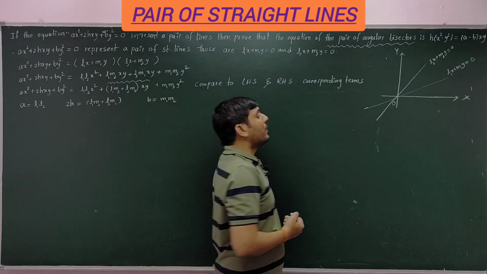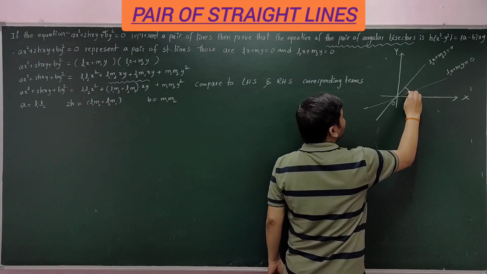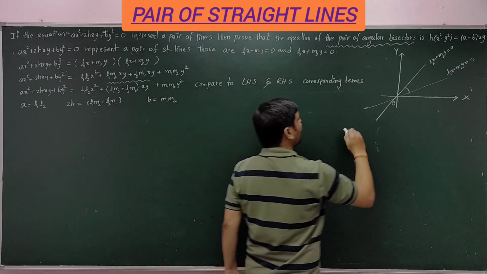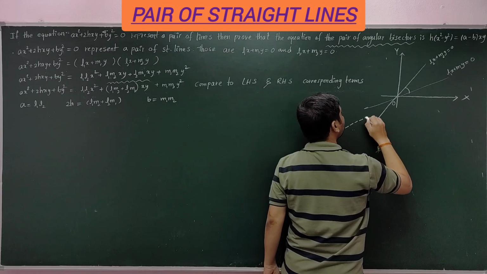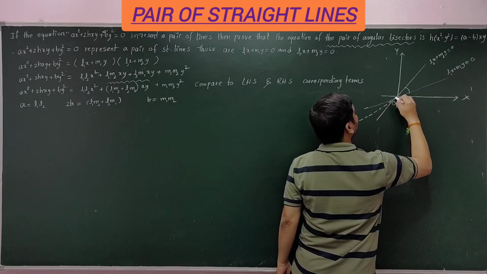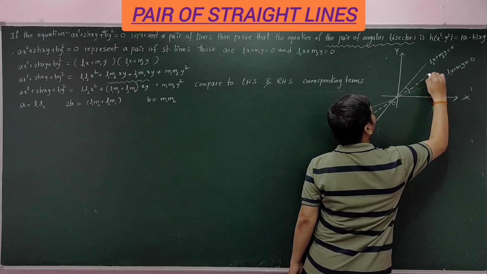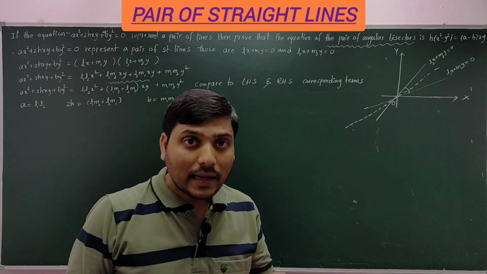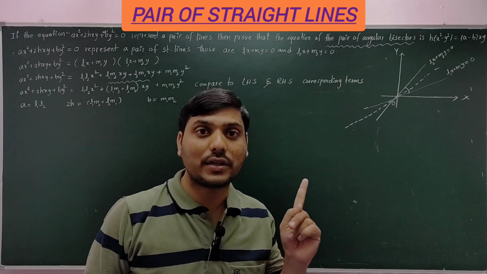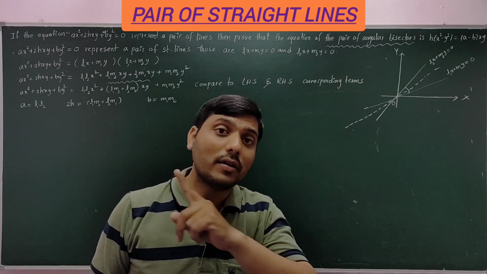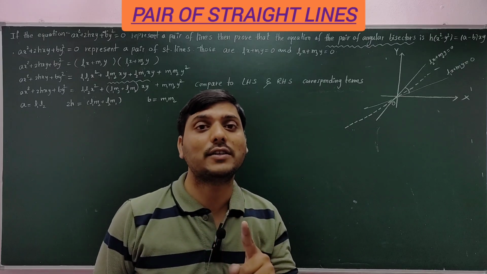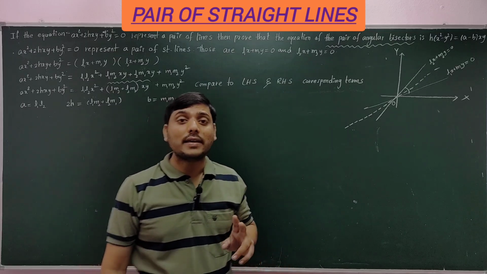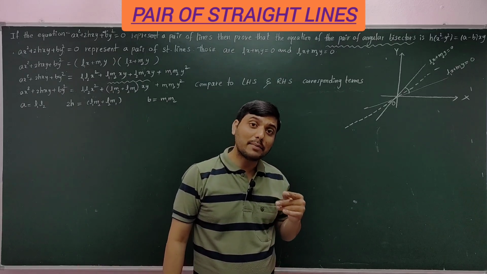Now here, the angle bisector of these two straight lines. Draw one line, the angle bisector of these two straight lines. This line is very important. What is this line called, students? This straight line is the angular bisector of the given two straight lines, or of the pair of straight lines ax square plus 2hxy plus by square equals 0. Is it clear?